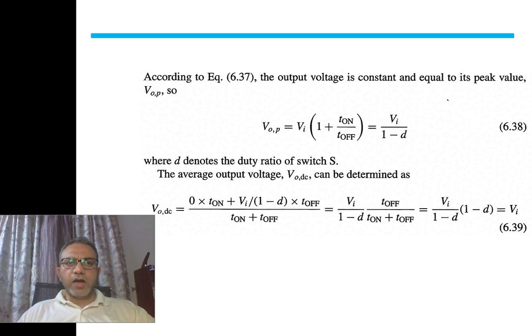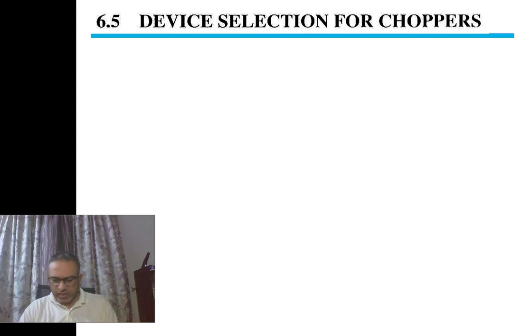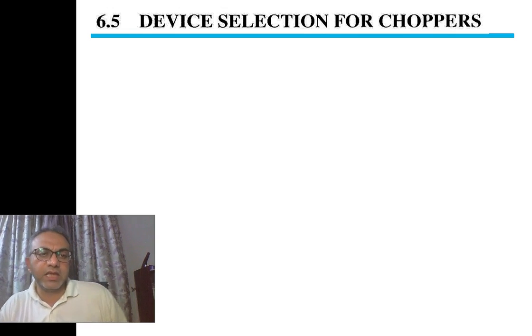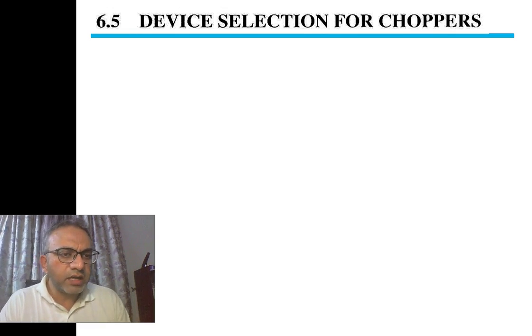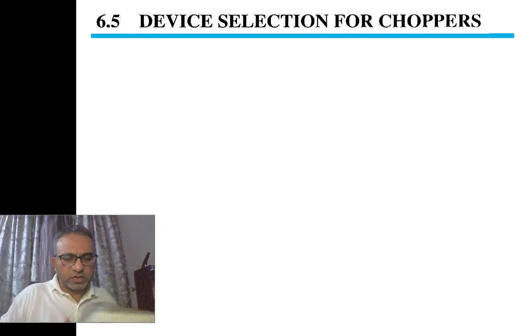Okay. So after this we come to the last article of the chapter, that is the device selection of choppers, and we have to select our devices so that they can carry the required current and bear the required voltage. So let's see in the book.